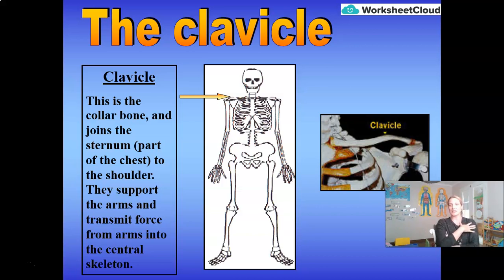So they're very, very important, but they're also very easy to break. I've seen in my time as a teacher, lots of children breaking their clavicle by doing silly things like jumping off of bunk beds and things like that. So be very careful. Look after your clavicle.